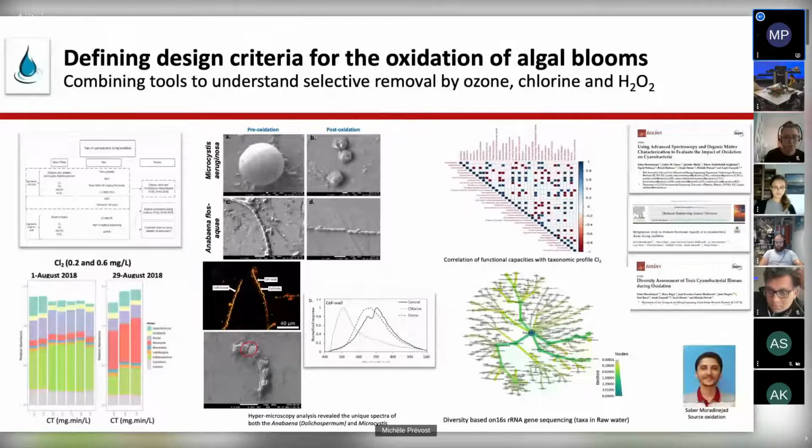And Saber just finished his PhD just a few months ago and published a suite of studies, some lab, some full scale, showing on model organisms the impact of different oxidants such as ozone, chlorine, and peroxide in terms of the physical structure, the release of the toxins, and the different spectra of the different cells.